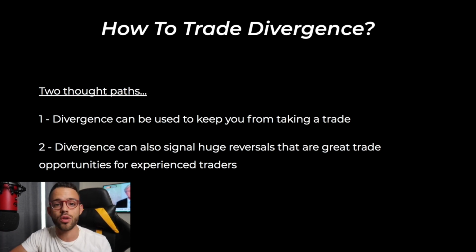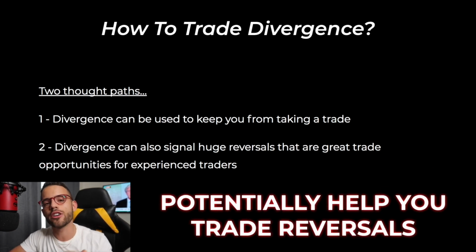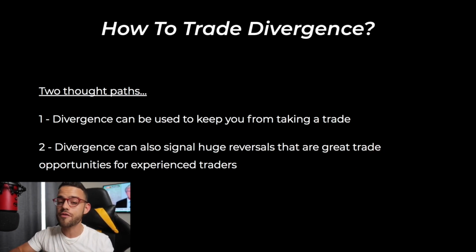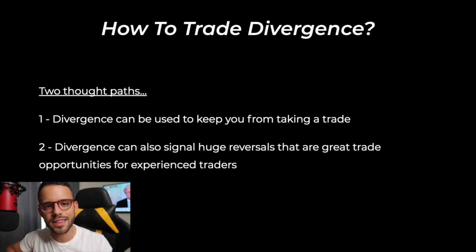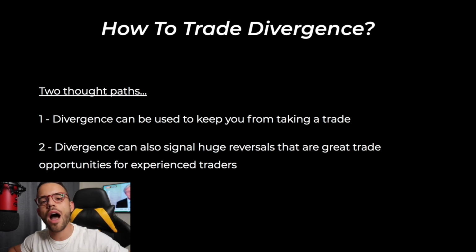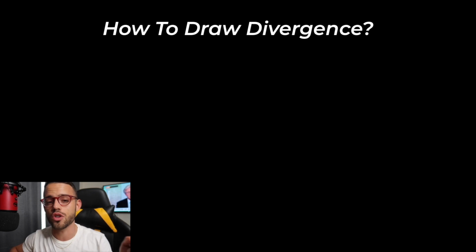The second thought path that you can go down with divergence is to not only use it to keep you out of a bad trade, but then potentially use that knowledge to flip it and trade the market in the opposite way. Now, that's not for beginners, so we're not going to go into that too much here. In this video, we're really talking about just identifying the divergence. What does it mean? What is it telling us? How do I draw it? And then how can I eventually take that to the next level and start to identify trades using it?